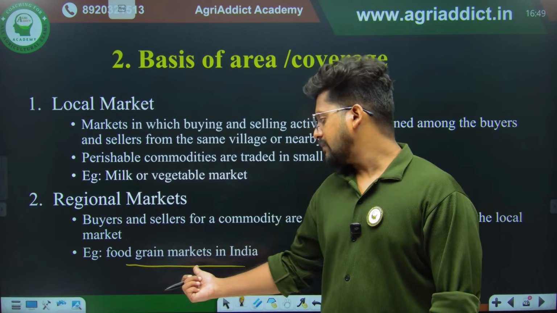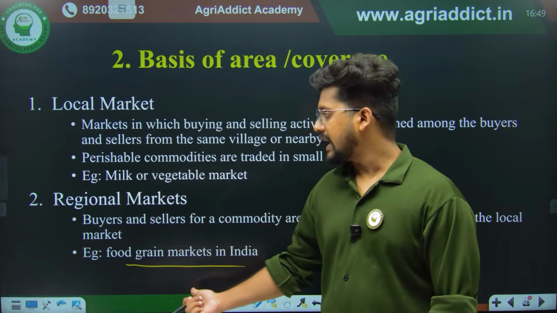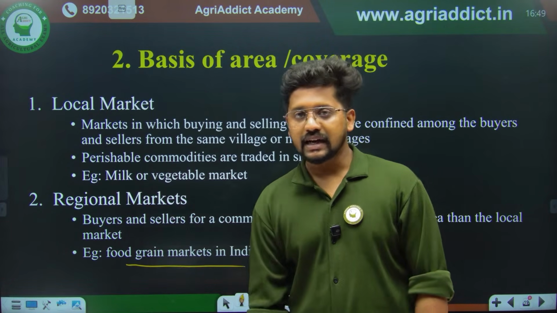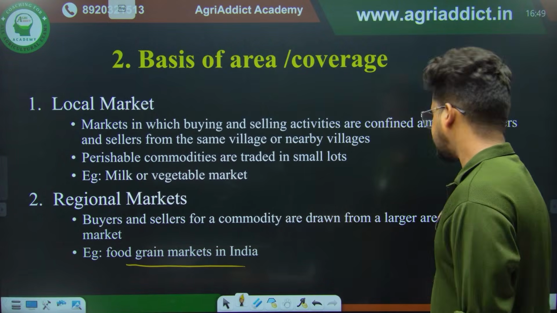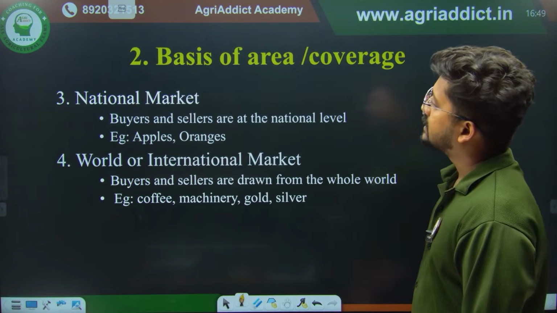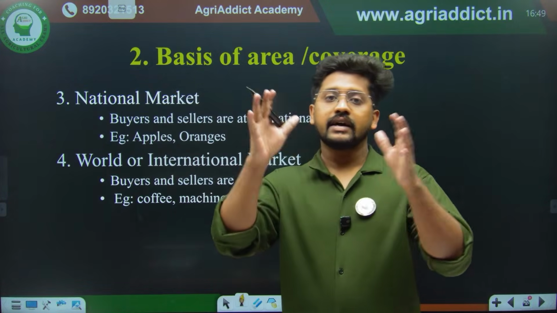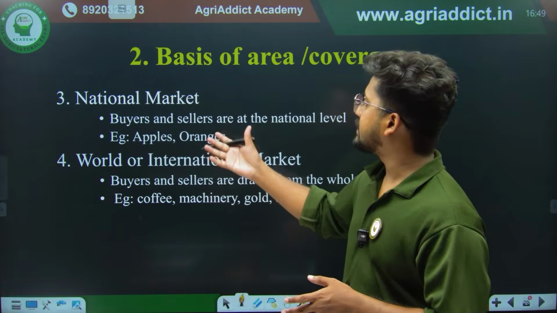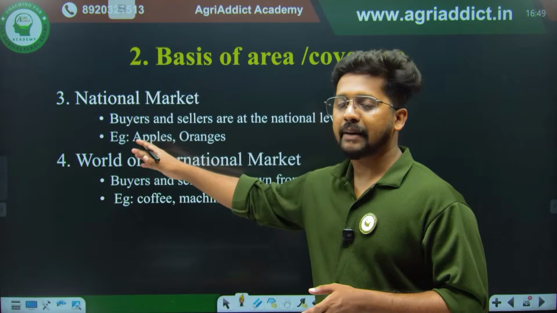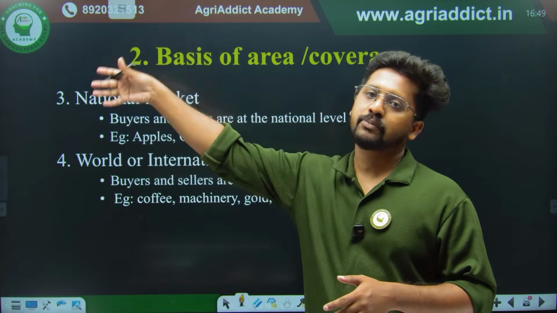Food grain markets in India are an example of a regional market. It will draw buyers and sellers from different states also. Then comes the national market. Here the entire country will be the market for the particular product, so buyers and sellers are at the national level. For example, apples and oranges reach from one point to another.